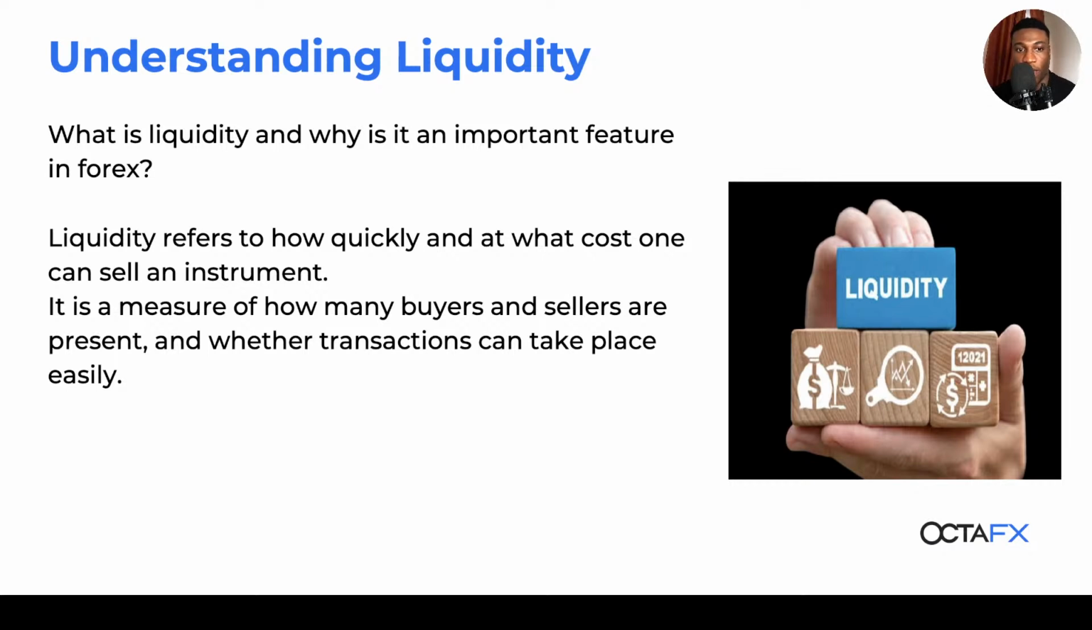It's basically a measure of how many buyers and sellers are present and whether transactions can take place easily. Now, the forex market is considered the most liquid market in the world due to the high volume and high frequency at which it is traded. And how do we calculate liquidity? So liquidity is usually calculated by taking the volume of trades or the volume of pending trades currently in the market, right? So in simple terms, liquidity just measures how many buyers and sellers are active in a market, right?